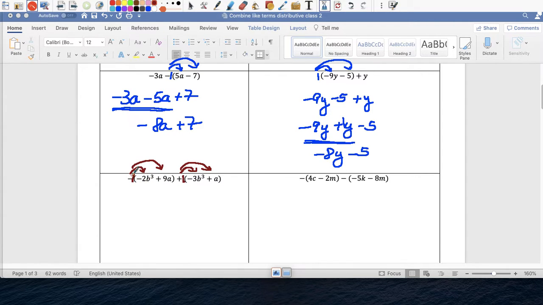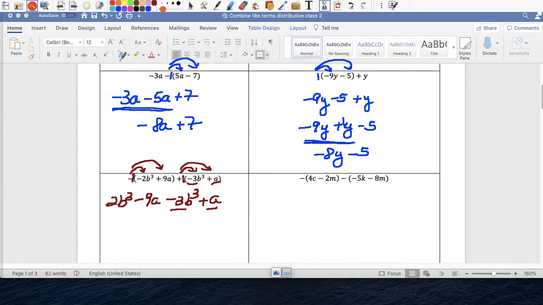Notice that negative times a negative, right? So it becomes 2b3. And a negative times a positive 9, again, becomes negative 9a. So notice that it was a negative 2b3, now it's a positive 2b3. That was plus 9a, it's now negative 9a, minus 9a. And then over here, it's a 1. So when we multiply by a positive 1, positive times a negative is a negative, and 1 times 3b3 is 3b3. Positive times a positive is just a positive. So that a stays the same. So notice these two and these two inside the parentheses are exactly the same.